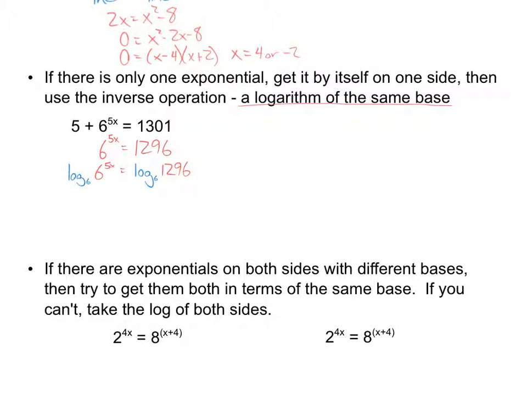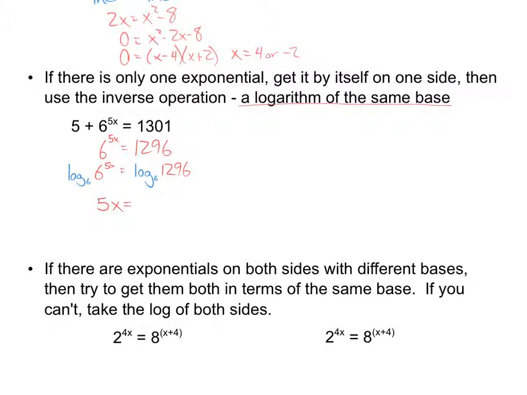So that's what we're doing. So then it's just 5x is equal to log base 6 of 1296. That's right, okay? 5x equals whatever that is. And here's where the change of base formula comes in.